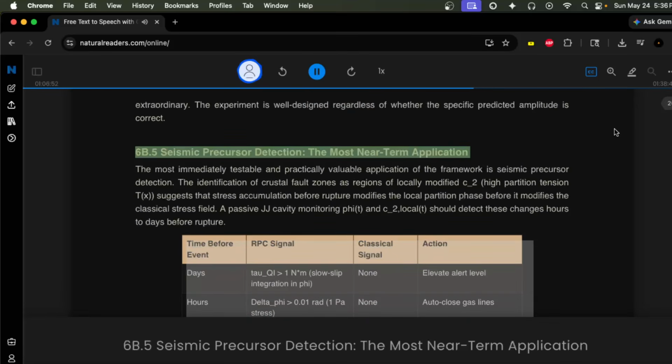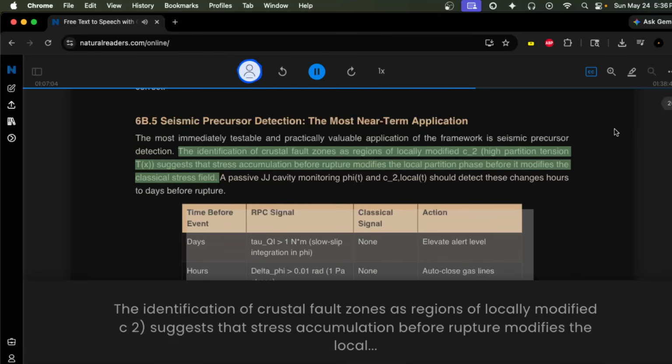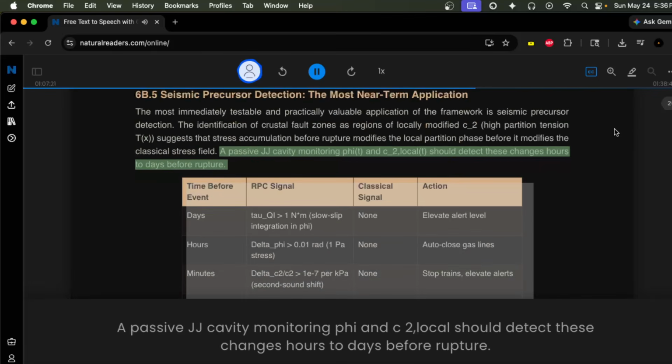6b.5 Seismic precursor detection, the most near-term application. The most immediately testable and practically valuable application of the framework is seismic precursor detection. The identification of crustal fault zones as regions of locally modified C2 suggests that stress accumulation before rupture modifies the local partition phase before it modifies the classical stress field. A passive JJ cavity monitoring phi and C2 local should detect these changes hours to days before rupture.